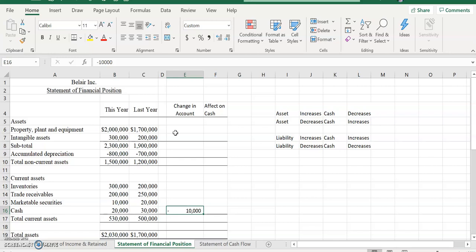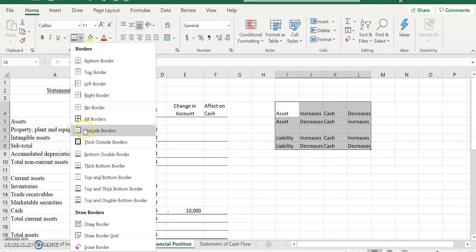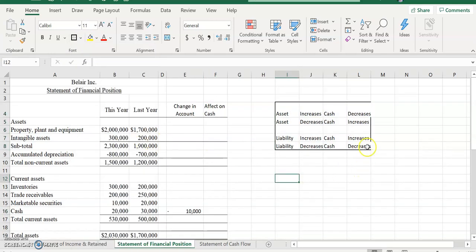Okay, so there's a trend, and you can see here from what I've written that there is a trend in how we look at it. Okay, if an asset goes up or increases, such as inventory or trade receivables or marketable securities, if the value of that asset goes up, it means that we must have bought something. So therefore our cash decreases.